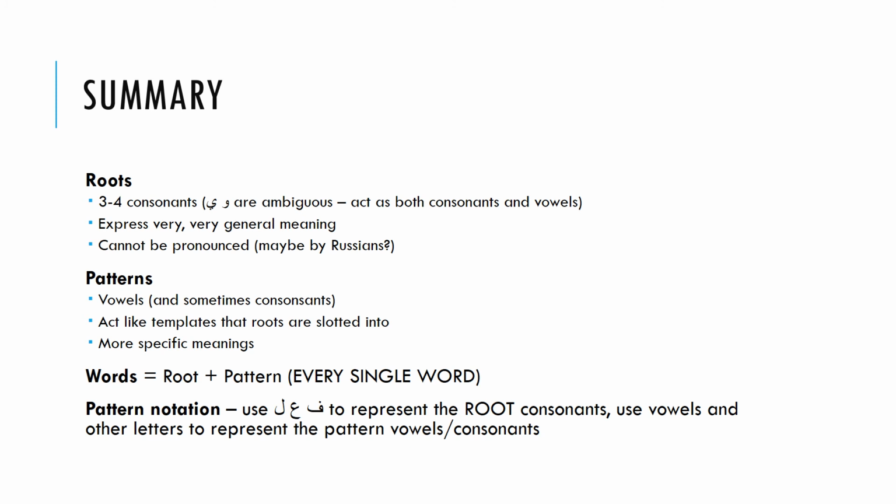In Arabic, all words are the combination, that beautiful meshing between a root and a pattern. Every single word could be said to be a combination of root plus pattern. Because that's so important, we have to have a special way of writing down patterns, a notation of patterns. And so what we do is we use fa, ayn, and lam, just like we use x, y, and z in math, to represent the root consonants. And we use vowels and other letters. We make a written out word that looks like a word, but just with fa, ayn, and lam. And that is a way of summarizing a pattern.